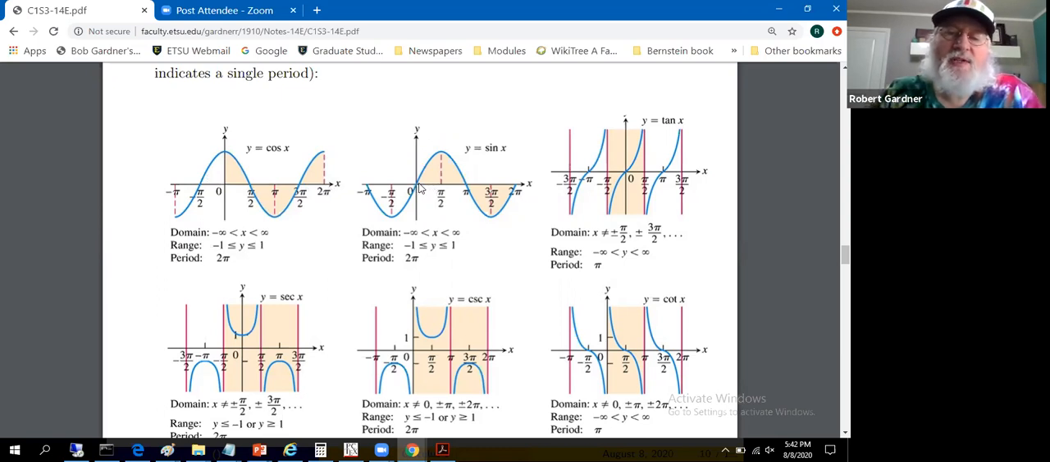Sine function starts in the center of a wave, goes up, and here's a single period of that. Of course, sine and cosine, as you know from your previous experience, oscillate between -1 and 1.